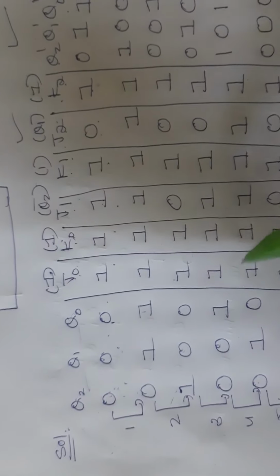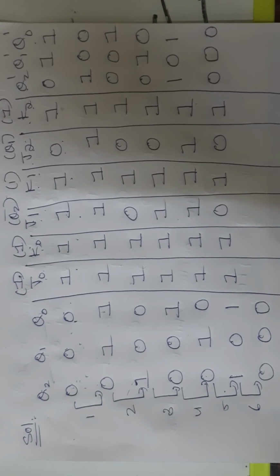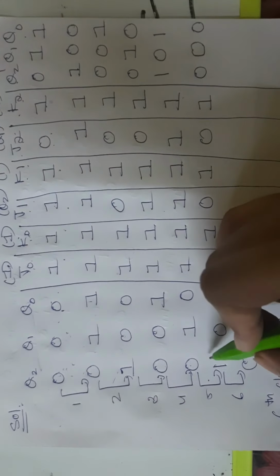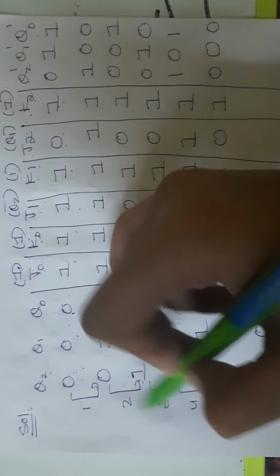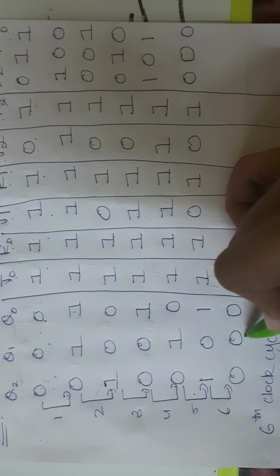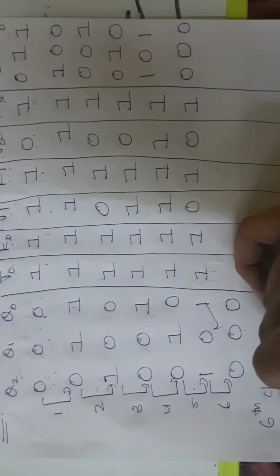Same way, based on the values of J and K, we can calculate the new values. And we will see, this is the truth table. We will see that after 6 clock cycles, we again get the value of 0, 0, 0. So the answer is 6.